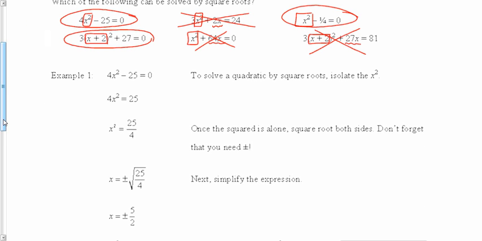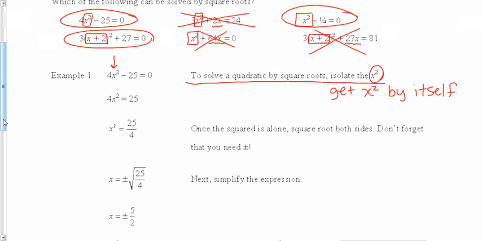In example 1, we have 4x squared minus 25 equals 0. First of all, we had to be sure the only x in the whole problem was an x squared. There weren't any x's that weren't squared. Also, to solve a quadratic by square roots, the first thing we're going to do is to isolate the x squared. That means get x squared by itself.